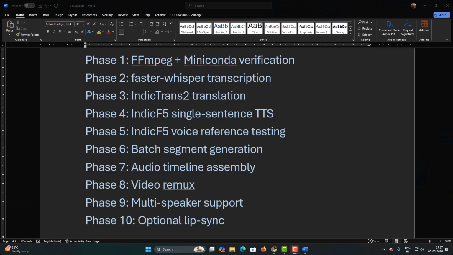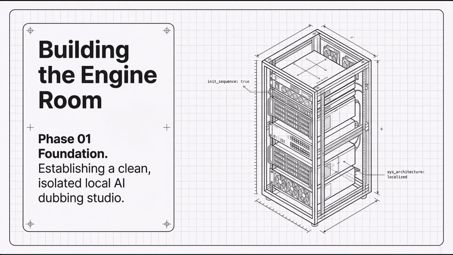this session. Now our process of building this entire audio dubbing pipeline consists of 10 phases, and we are going to go phase by phase. The very first phase here is installation of FFmpeg and Miniconda verification. So we are going to start from absolute foundation level. Install the base tools cleanly, understand what each one does, and prepare our AI Studio environment before touching the actual Whisper and Indic F5 models. We will build this properly from the ground up. Think of this as setting up the engine room for our local AI dubbing studio.